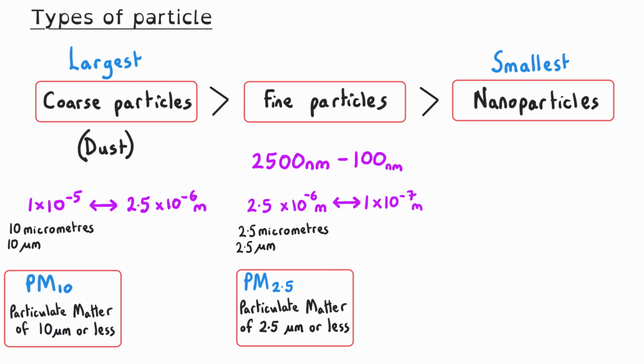Nanoparticles, the smallest of the 3, also vary in size between 1 and 100 nanometers, or between 1 times 10 to the minus 7 meters at their largest and 1 times 10 to the minus 9 meters at their smallest.